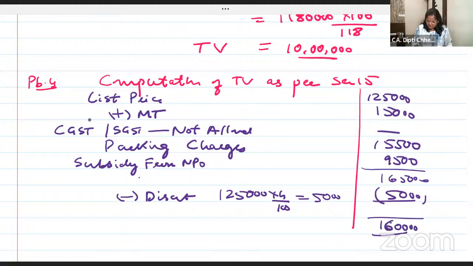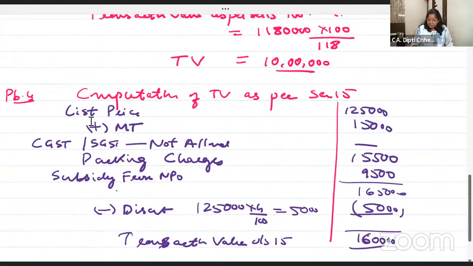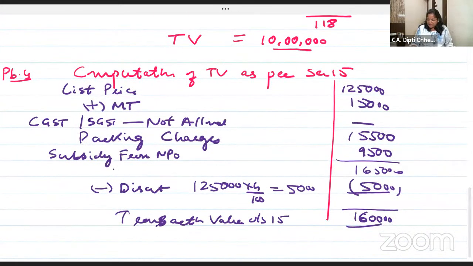$1,60,000 is the transaction value as per Section 15. And obviously this is excluding the list price and all. This is excluding taxes. Some of you may be wondering, ma'am, in the last problem you did, it was 105, how much? But this is not including taxes.